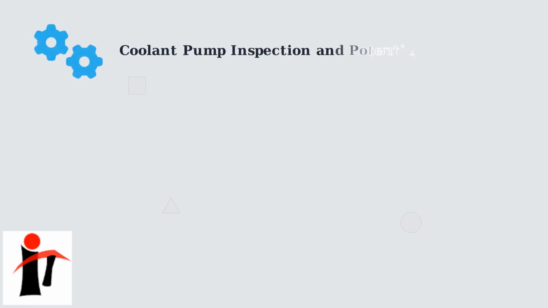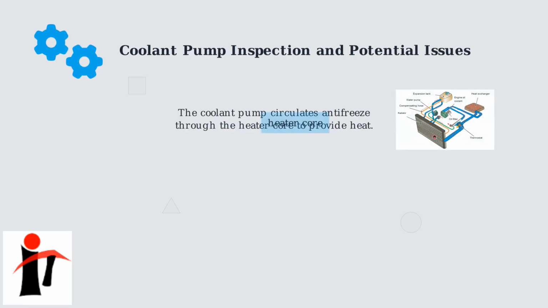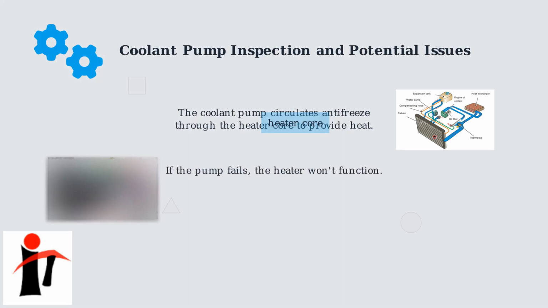The coolant pump is crucial for the Tesla Model 3's heating system. It circulates antifreeze through the heater core to generate the warm air that keeps the cabin comfortable. When the coolant pump fails, the entire heating system stops working because the antifreeze can't flow properly to produce heat.